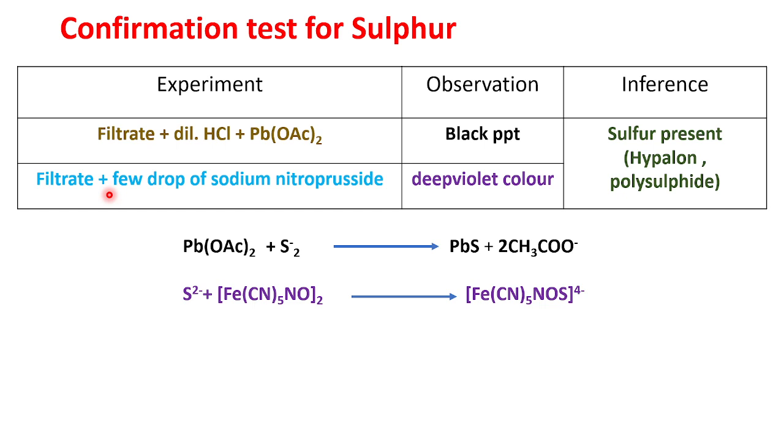The other experiment is, you take the filtrate, you add some sodium nitroprusside, and it will show a deep violet type of color. Now the presence of different colors is because of the formation of different products. When you are adding lead acetate, it will react with the sulfide present in the filtrate and form lead sulfide. That lead sulfide will show a black color. And when you are adding sodium nitroprusside, it will form this complex and show the deep violet type of color. And these colors are basically coming from different transitions that happen in the complex.